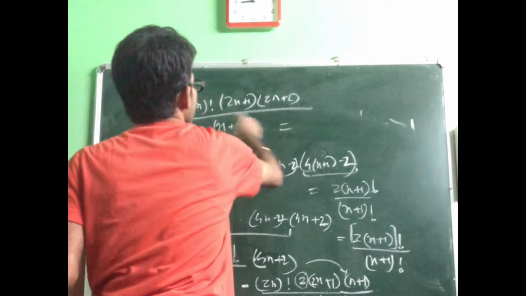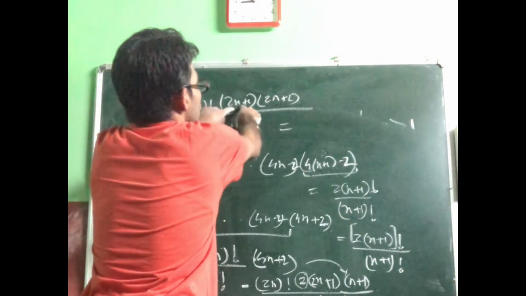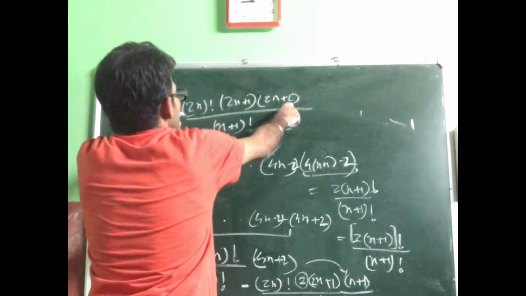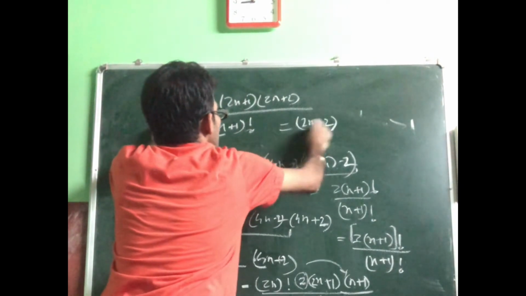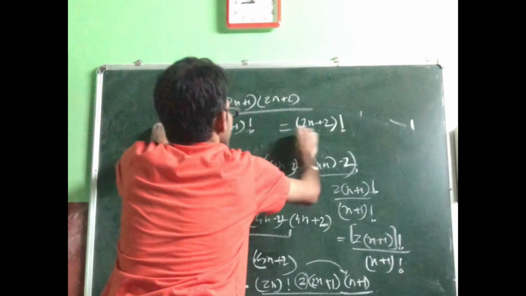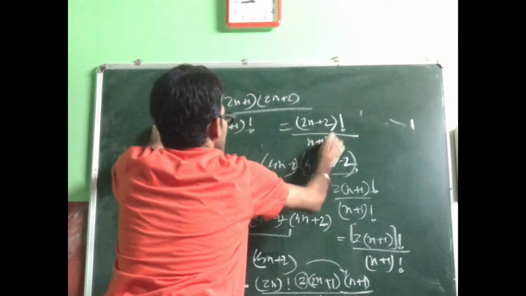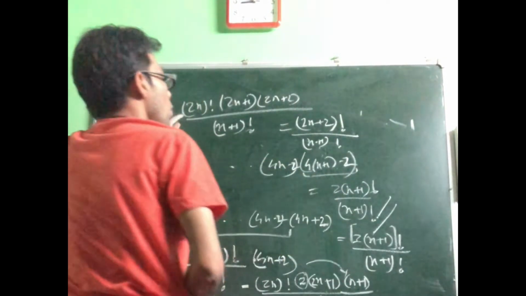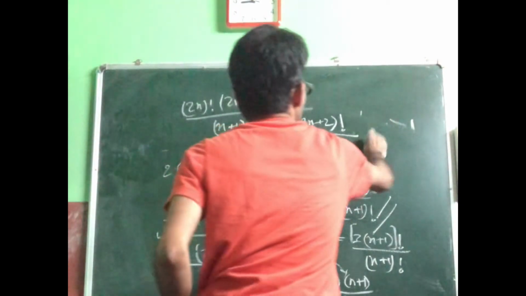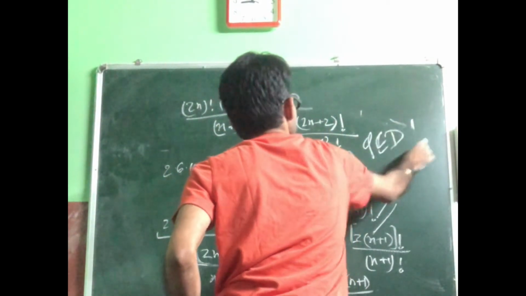And so this is 2n plus 1, 2n plus 2, and the 2n. So basically this is 2n plus 2 factorial divisible by n plus 1 factorial, and exactly that's what I am required to prove. QED.